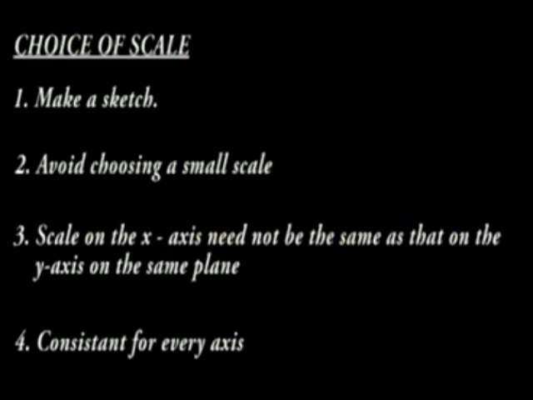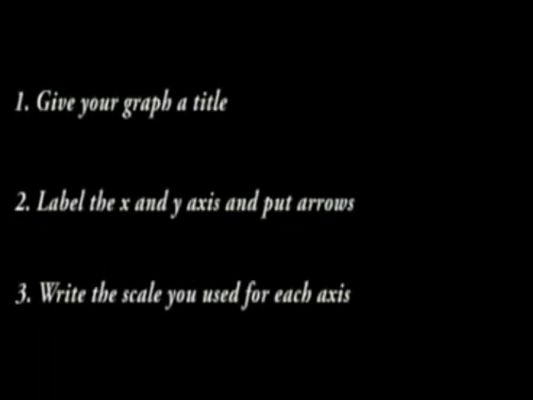Whenever you plot anything on the Cartesian plane, you must always do the following. 1. Give your graph a title. 2. Label the x and y axis and put arrows. And finally, write the scale you used for each axis.